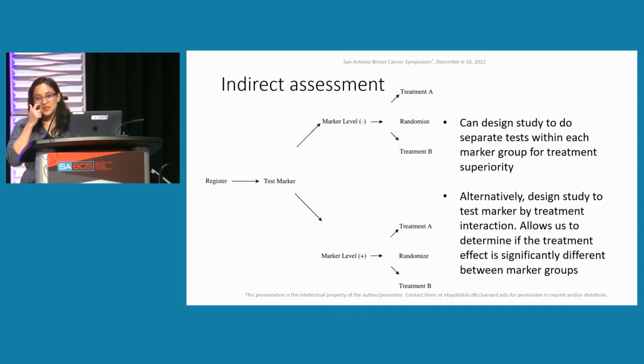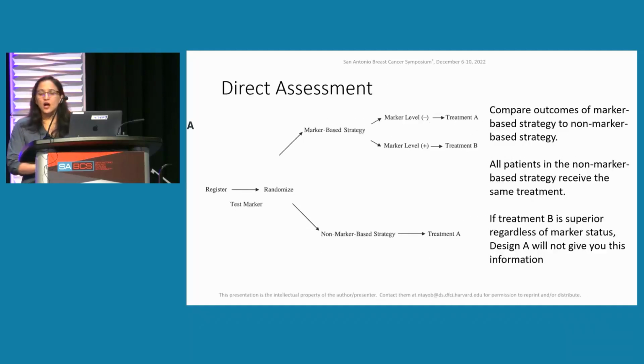And so there is also, in that sense, the rigor of a prospectively collected study, but you're not yet acting on the biomarker itself. So a more direct assessment would be to randomize patients to either a marker-based strategy or a non-marker-based strategy. And then in the marker-based strategy, they would, based on their marker levels, be assigned a particular treatment. So in this context, those with a positive marker get treatment B, whereas those with marker level negative, or those in the non-marker-based strategy, get treatment A, which is maybe standard of care.